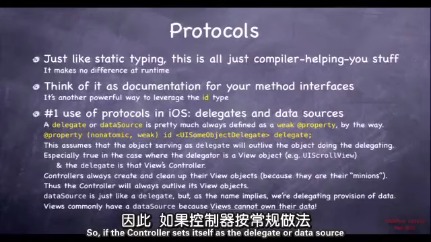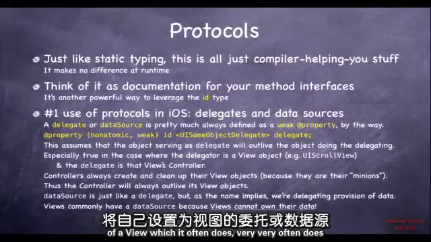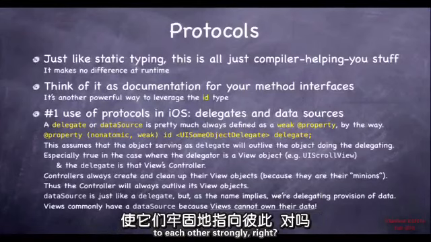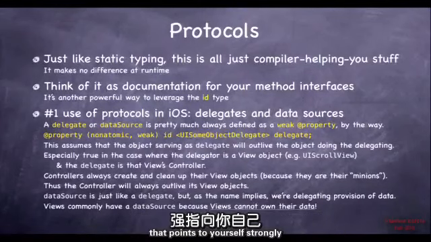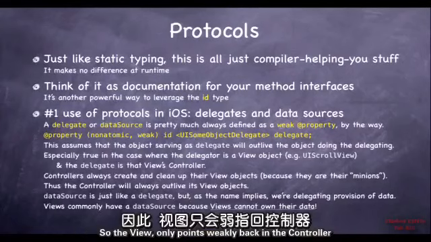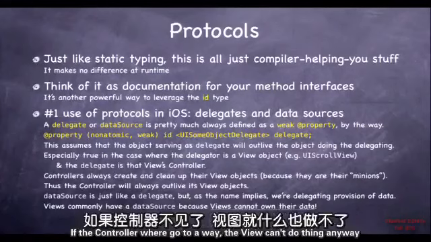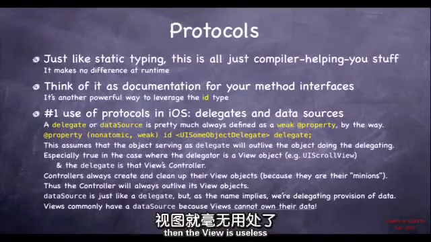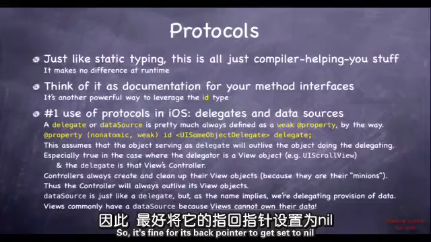So if the controller sets itself as the delegate or data source of a view, which it very, very often does, you don't want a strong pointer back, so that they're both pointing to each other strongly, right? Because now you've got stuff in the heap that's pointing to itself strongly. It's harder to unhook that so that they both can get freed at some point. So the view only points weakly back to the controller. If the controller were to go away, the view can't do anything anyway. It's the controller's minion. So if the controller is gone, then the view is useless. So it's fine for its back pointer to get set to nil.